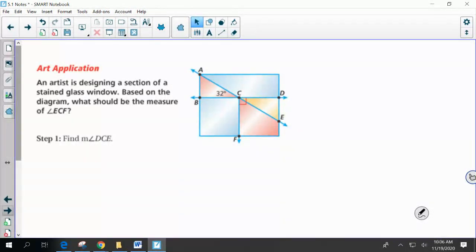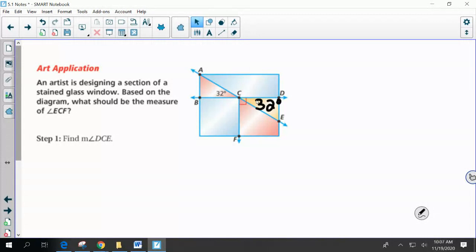So an artist is designing a section of stained glass window. Based on the diagram, what should the measure of angle ECF equal? So we're looking for ECF, and the only information given to us is this little box, which means what? Right angle, and that ACB equals 32 degrees. So if ACB equals 32 degrees, DCE would equal what? 32, because those are what we call vertical angles.